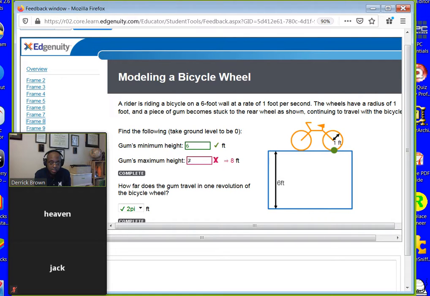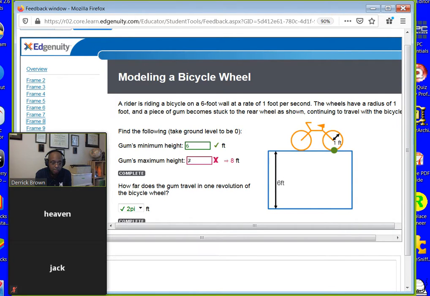So as my bicycle continues to move at 1 foot per second, that piece of gum is going to move here. Then it's going here. Then it's going here. Then it's going here. Do you see all that? All right. So the question: what is the gum's minimum height? Well, for reasons I'll never try to explain, we are riding this bicycle on a 6-foot wall. So we start 6 feet above the ground. So the minimum height is 6 feet.